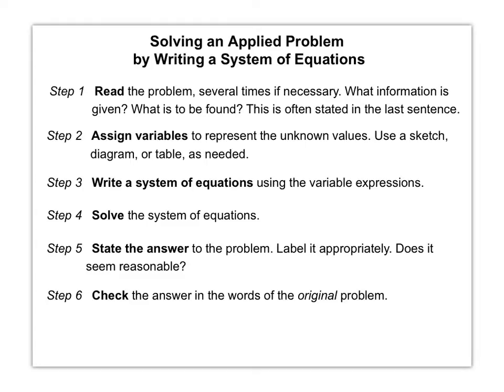Step number 4, we want to solve the system of equations, which we looked at in our last section, either using the graphing, substitution, or elimination method. Step number 5 is to state the answer to the problem and label it appropriately. Does it seem reasonable? And finally, we want to check the answer in the words of the original problem.